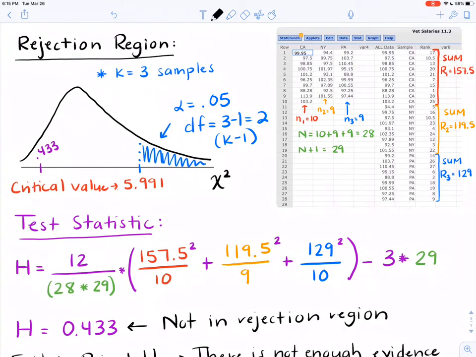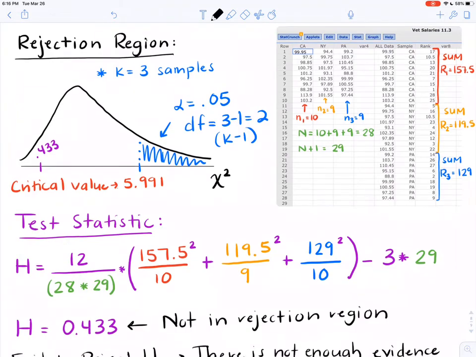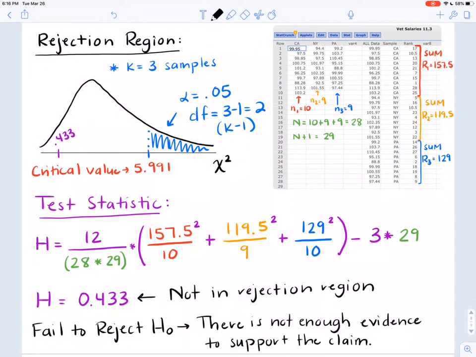I went to StatCrunch. Now to calculate this using the formula, I ranked all of the data. I took the sum of the ranks for each individual sample, and then I plugged everything in to my formula for H. That gave me a test statistic of 0.433. That was definitely not in my shaded region. It's much less than 5.991. So in this case, I failed to reject the null hypothesis, which tells me there is not enough evidence to support the claim that there is a difference between these 3 groups.